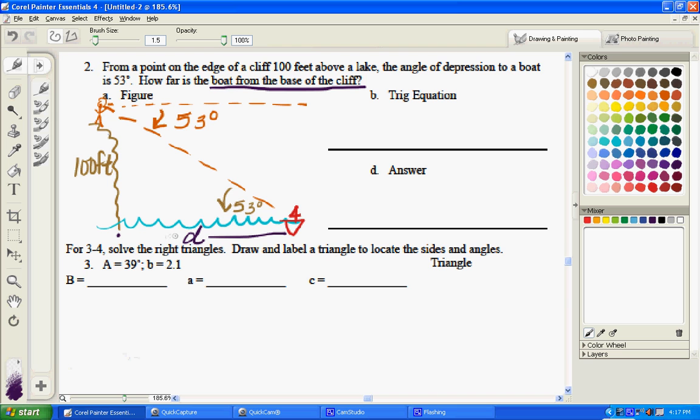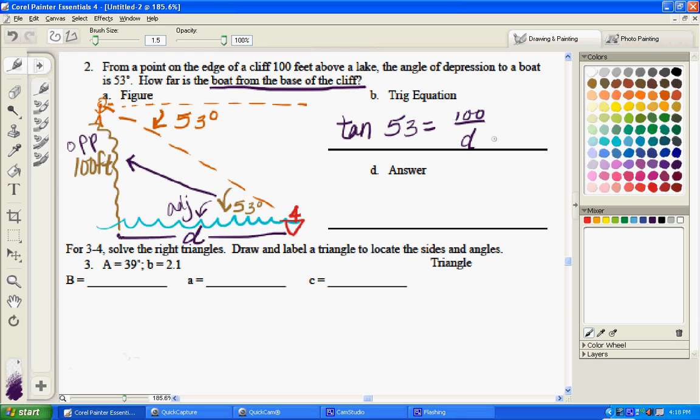We're looking for the distance between the base of the cliff and the boat. So the trig equation that we need is going to be from the perspective of the angle, because it always is. We know the opposite side of this angle, and we're looking for the adjacent side on this particular angle. Opposite and adjacent form a tangent relationship. The tangent of 53 degrees is the opposite 100 feet over the adjacent, which is the D, the part we don't know.